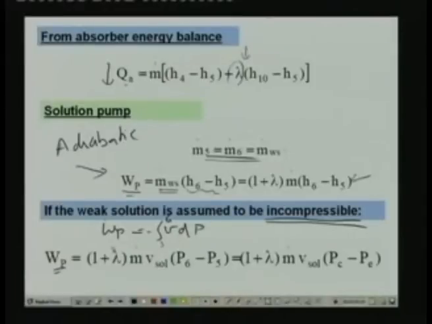We discussed this while presenting basic thermodynamics. The work input is the integral of VdP. If V is constant here, you can write this as the mass flow rate times V times (P6 minus P5), where P6 is the exit pressure and P5 is the inlet pressure. P6 and P5 are known to us because they are the condenser and evaporator pressures. You can take an approximate value for the solution specific volume because it doesn't really vary much. You can take some average value and calculate the power input to the solution pump.